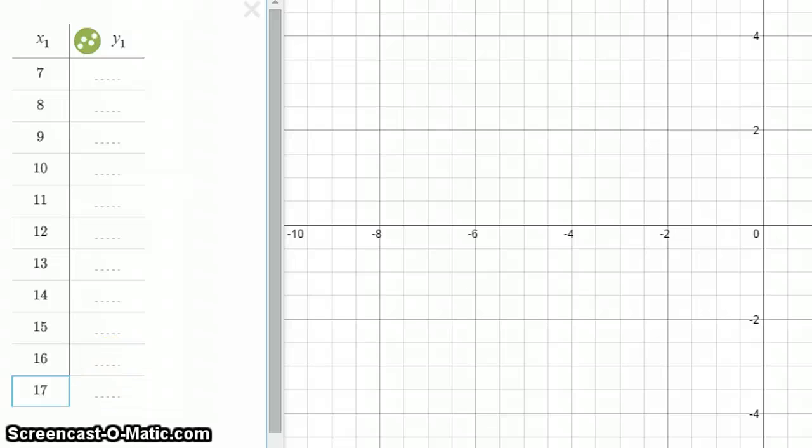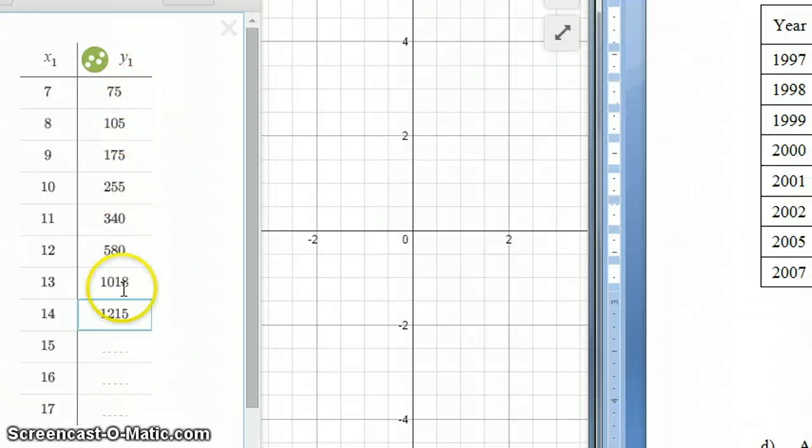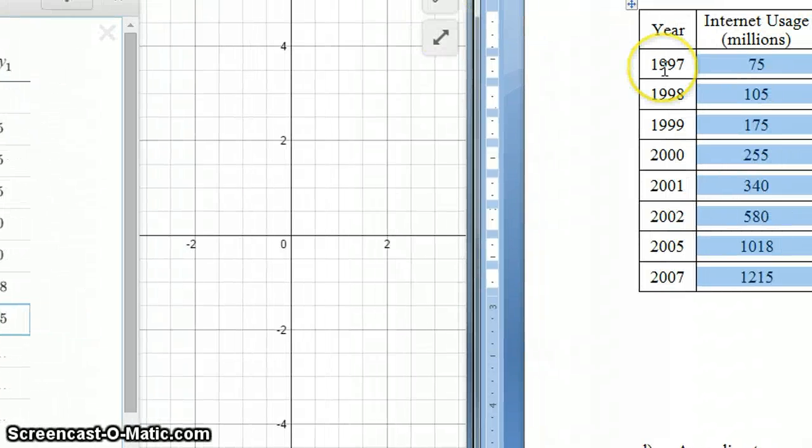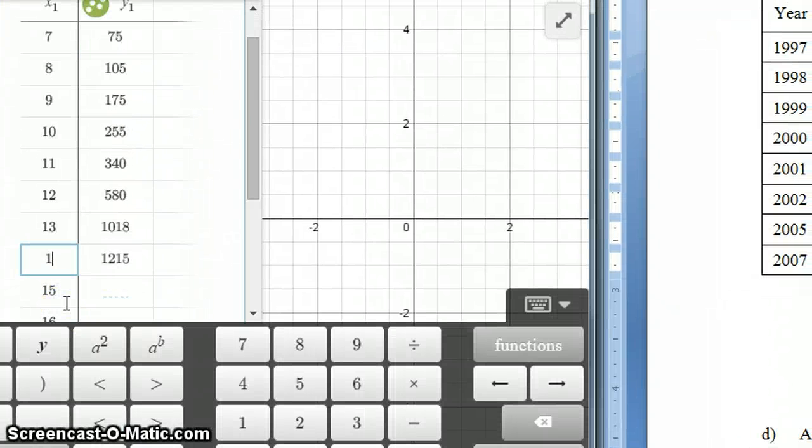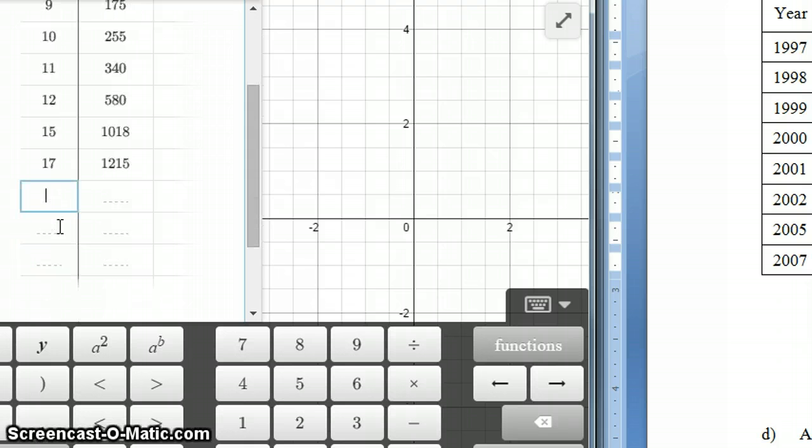That's where it'll go. Oh, I put in all my Y data, and then I realized that the columns didn't match, and then I go back over here and I see that's because the years skip around a little bit. After 2002 I go to 2005. Okay, 2005 is 15 years after 1990, so let me get rid of these guys. This should be 15. Okay, and then this should be 17 down here, and I don't need those other data points. Okay, now my two columns match.